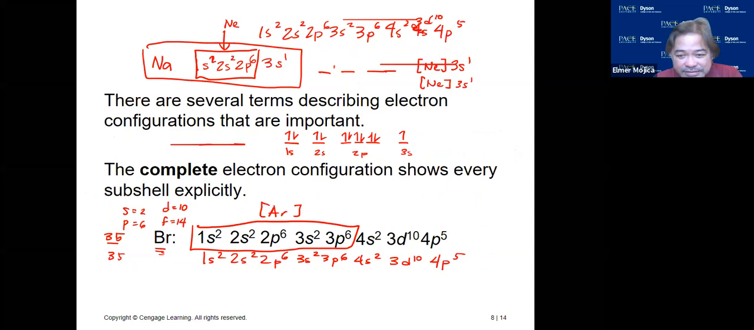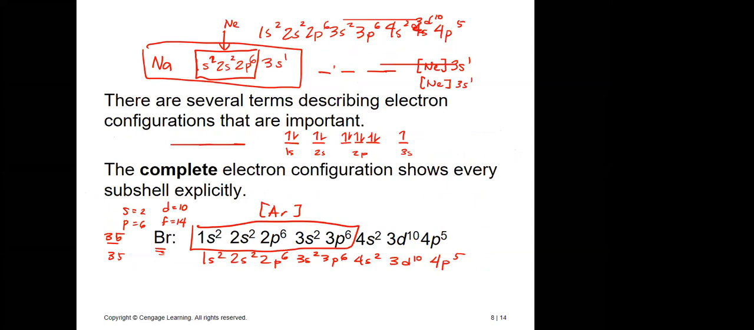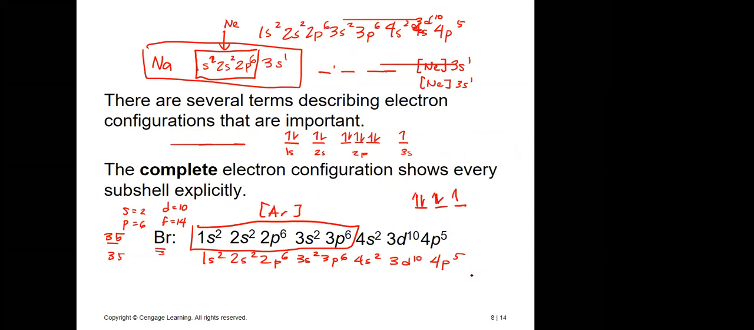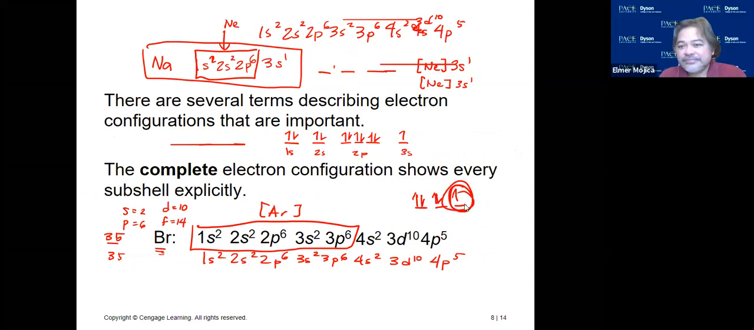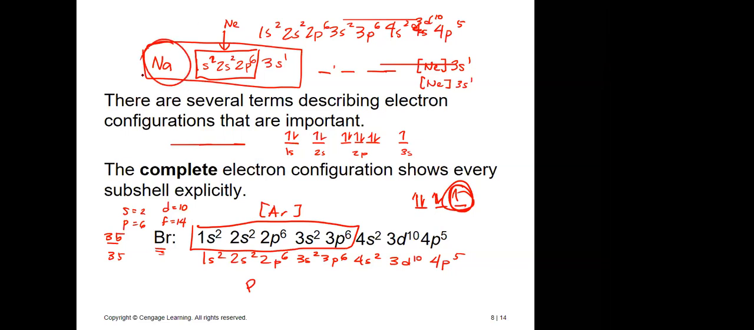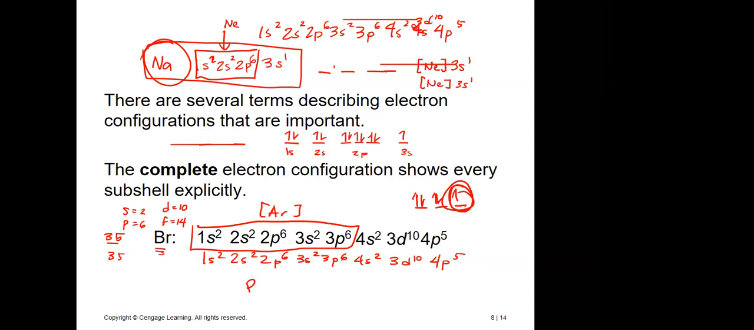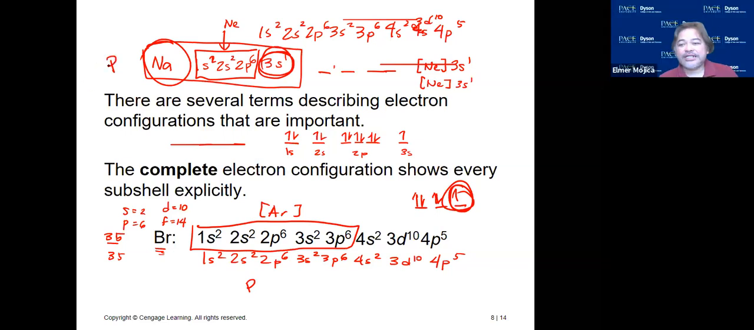How about this one, bromine? Is this para or dia? Paramagnetic. If you're going to put it here, the first is not paired, then 2, 3 pair, then 4, 5. So you still have one unpaired. So that is still para. How about sodium? Is this paramagnetic or diamagnetic? Paramagnetic, because there's a 3s1. So that is also paramagnetic.